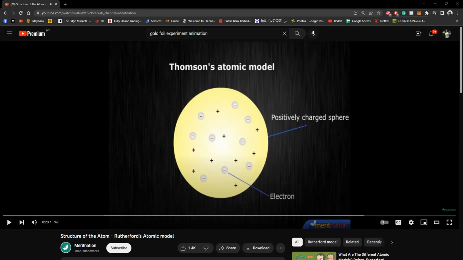This one was obviously the wrong model, right? Initially, this Thomson guy thought that an atom looks something like this, the jelly model, right? They say that all the charges are scattered inside, and then it's just like a sphere, which is obviously wrong.